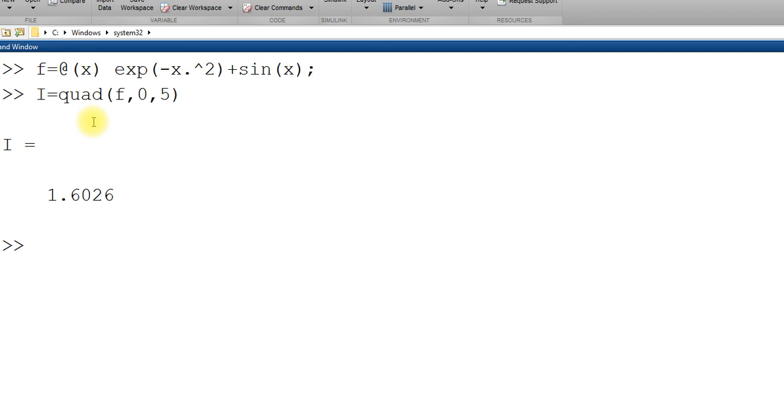So these are two applications, trapz and quad, for numerical integration in MATLAB, and we don't have anything for this in Excel. Okay, that's it.